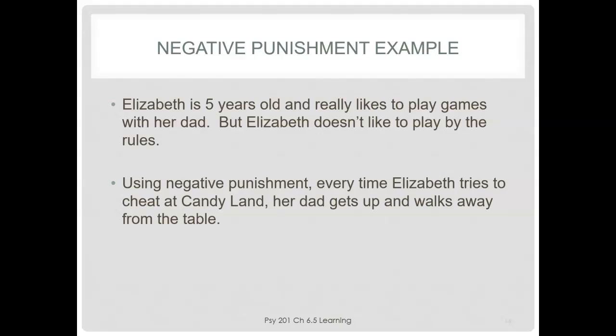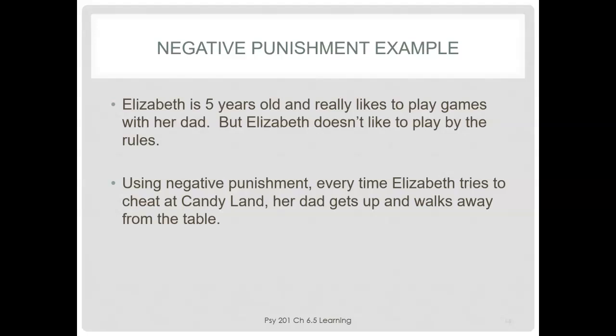So Elizabeth is 5 years old and really likes to play games with her dad. But Elizabeth doesn't like to play by the rules. Her dad can use negative punishment. So every time Elizabeth tries to cheat at Candyland, her dad just gets up and walks away from the table. It's actually a very effective way to deal with children when they're misbehaving, is to just remove yourself from the situation. It depends on the situation.